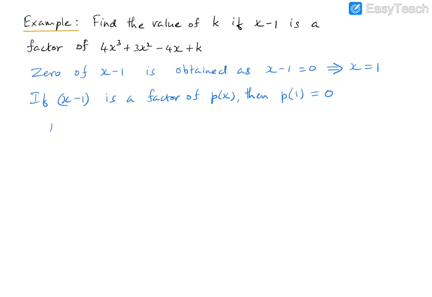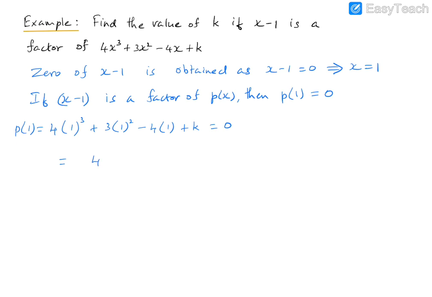So let me write that: p of 1 equals 4 into 1 cube plus 3 into 1 square minus 4 into 1 plus k equals 0. So we equate that to 0 because we are given that x minus 1 is a factor. Therefore, p of 1 must be equal to 0. So we just equate that and solve for k.